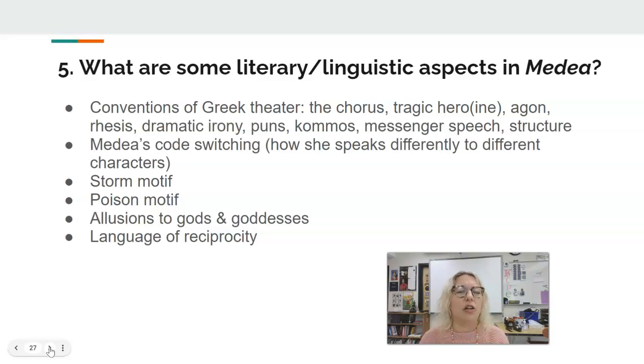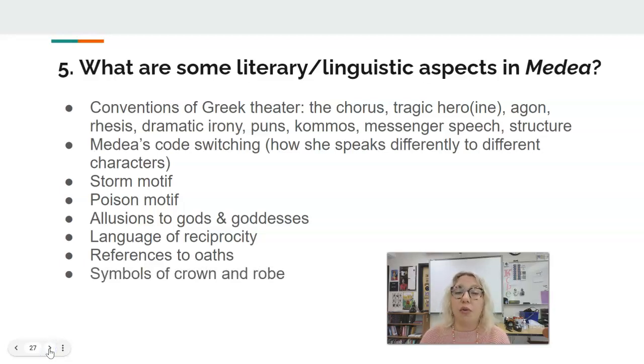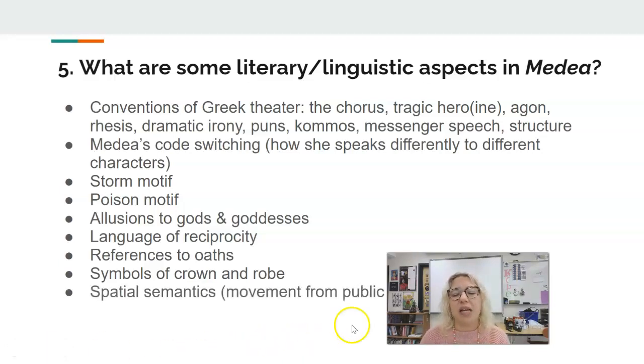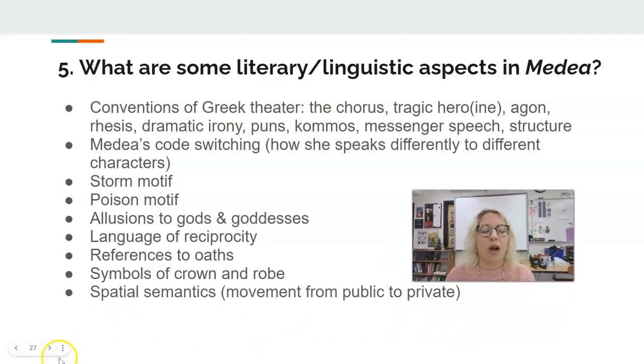And I've got an interesting article that I'll post in Schoology on that if you're interested. References to oaths. I have another literary criticism article that I'll put in Schoology about that. Symbols of the crown and the robe, the gifts that she gives to the princess, work as really interesting symbols. Spatial semantics, the movement from public to private, and I've got another article in Schoology about that one. You do have to read at least one article for step 2 for this unit. And maybe there are others that you have noticed.